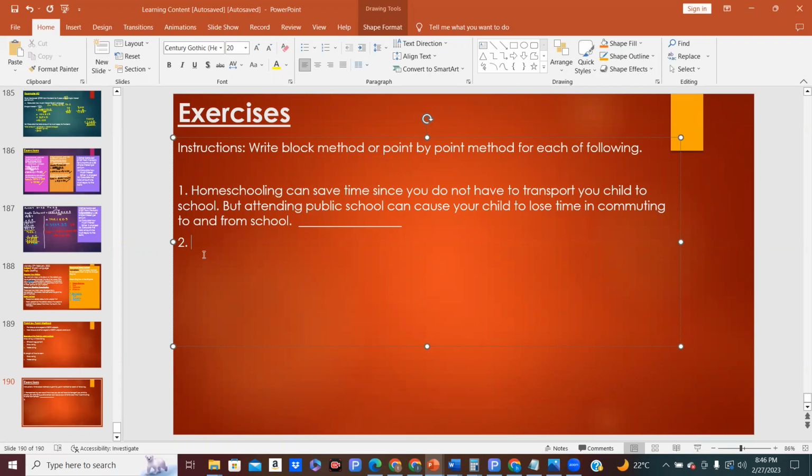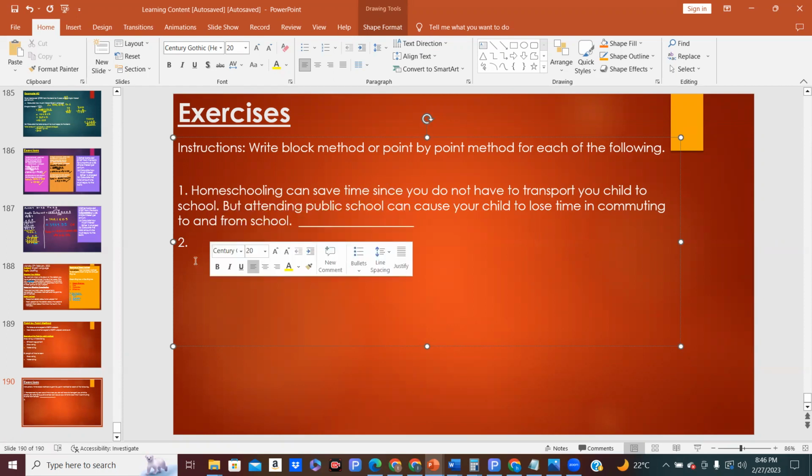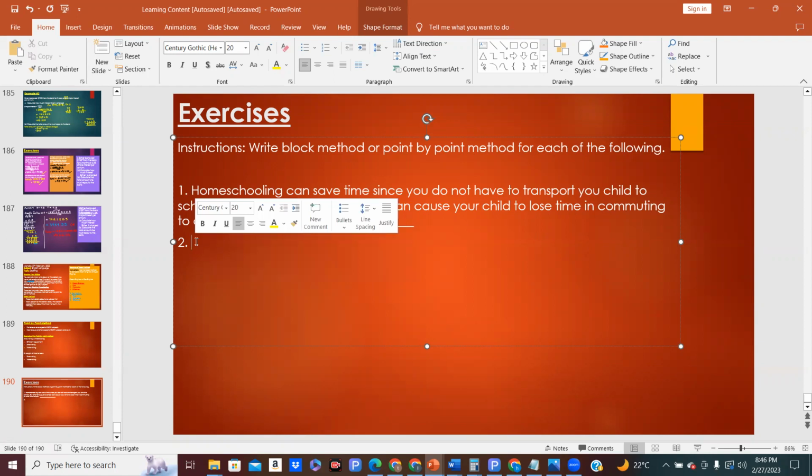Mr. Petit, you see where you are, for each of the following, and there's supposed to be a "the" right there. For each of the, thank you. That's correct. Why did you put a line next to the end of number one? That's where you're going to put either block method or point by point method. What do you think it is? You say we don't write the questions, right? No, you don't have to write it down. Just write down either block method or point by point.